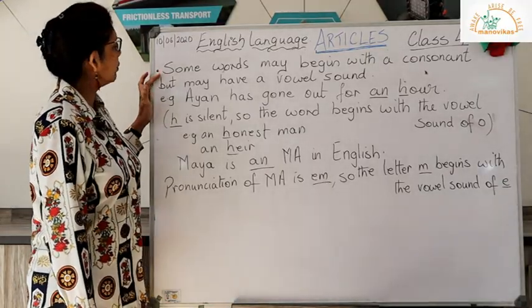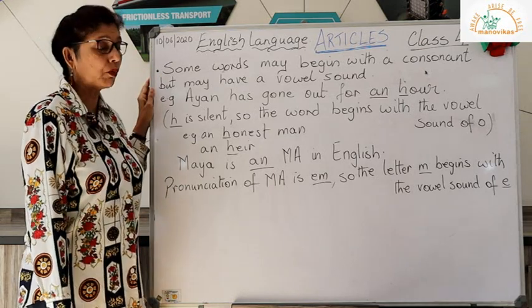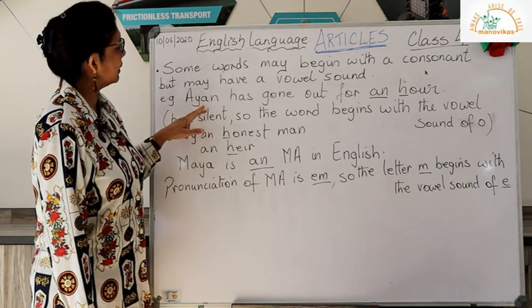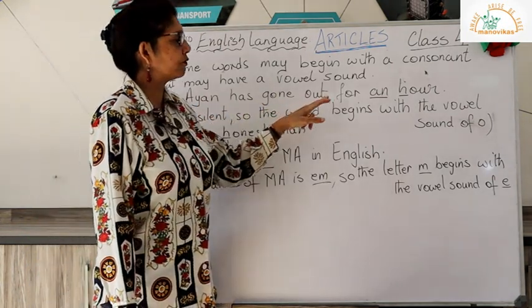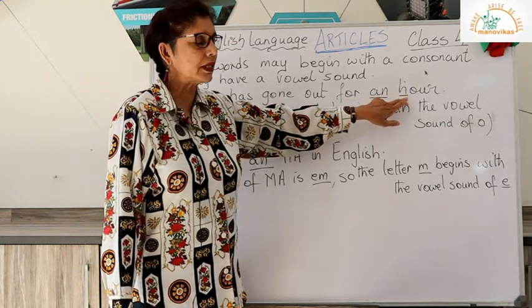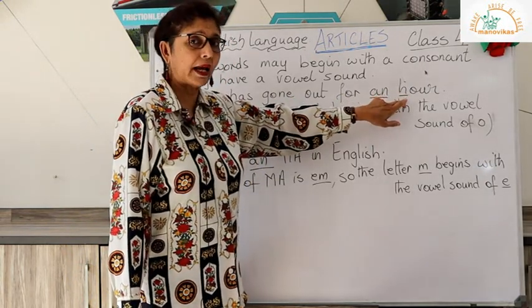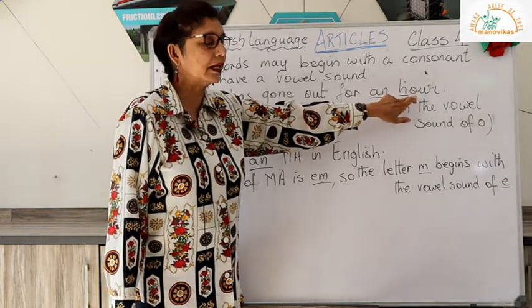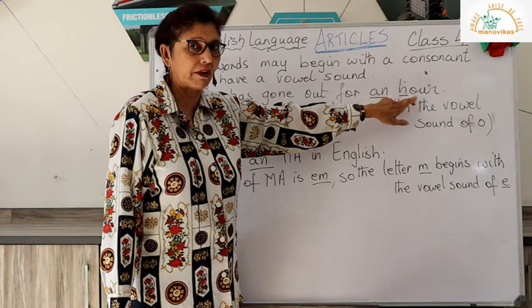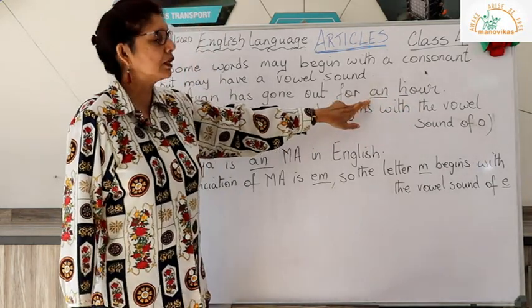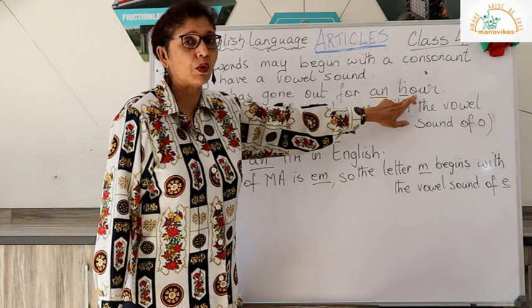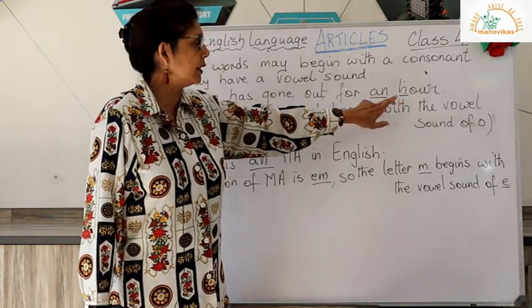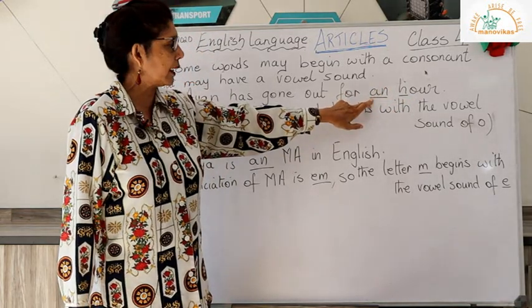Some words may begin with a consonant but may have a vowel sound. An example, the first example, Ayan has gone out for an hour. Now if you see the word hour, it begins with an H, but the H is silent. So therefore the next letter is O, and O is a vowel. So that's why we use an hour. You don't say hour with an H sound, you say our. So H is silent and therefore you use an.